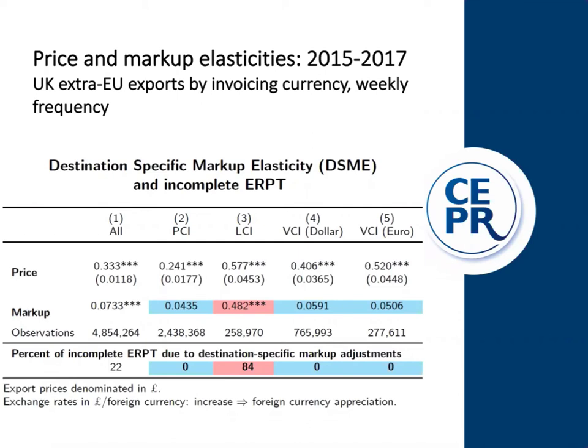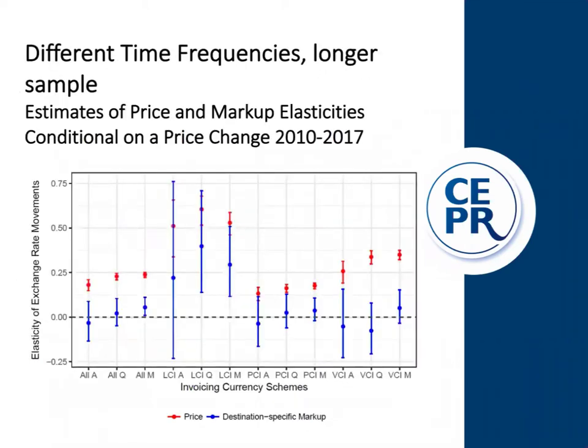So if we now move to the last slide. Here I'll just say that our objective is to show that this result that I just showed you, that local currency invoicing is different, that it's involving a lot of pricing to market and firms strategically adjusting markups, is not just a feature of the Brexit depreciation. If we stretch out our time window to look at all UK trade from 2010 to 2017, and we look at different frequencies and different currency schemes, we see essentially the same pattern.